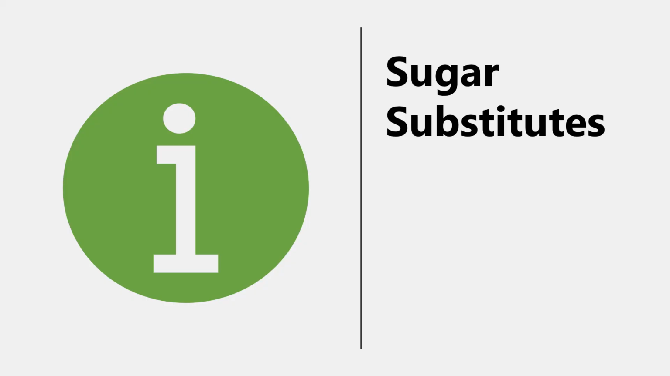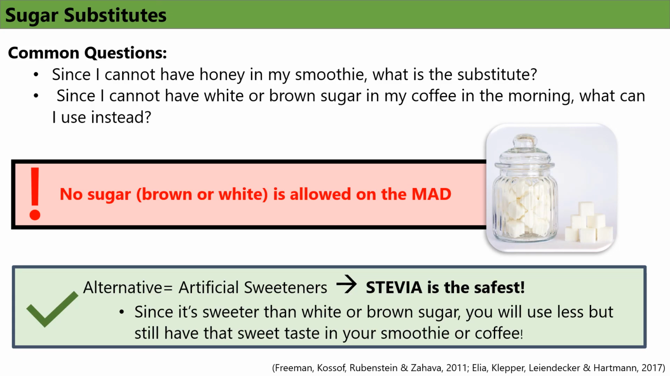Well, how about sugar substitutes? Common questions that have been asked about sugar substitutes include, since I cannot have honey in my smoothie, what is the substitute? Since I cannot have white or brown sugar in my coffee in the morning, what can I use instead? You can choose to have artificial sweeteners, as they will not be used or absorbed by the body. This will give you the same sweet taste and usually taste sweeter than honey. The safest sweetener is stevia. Try to stick with using only stevia.